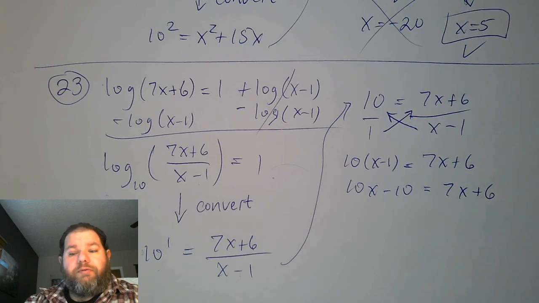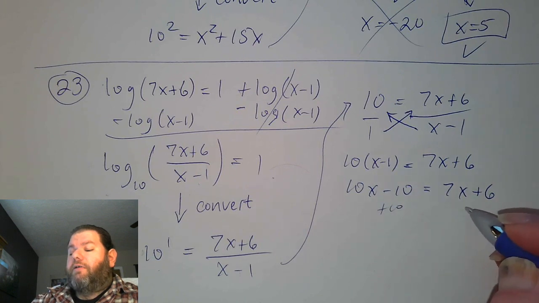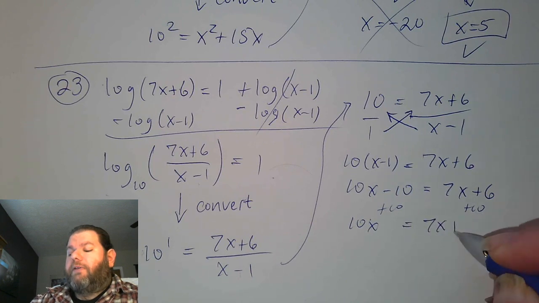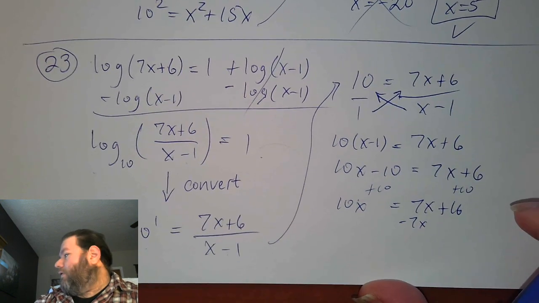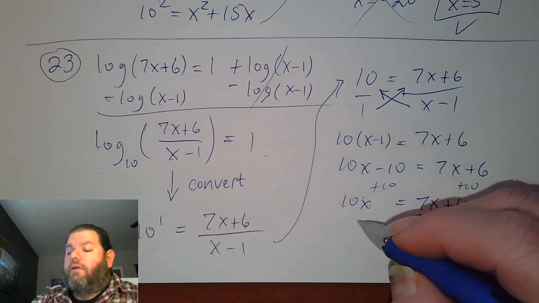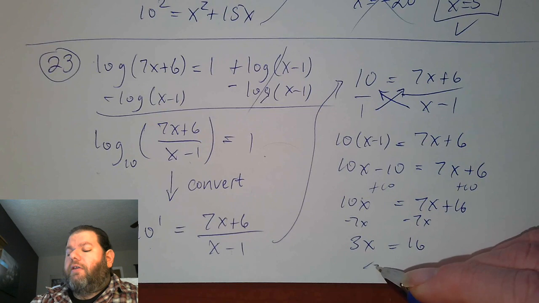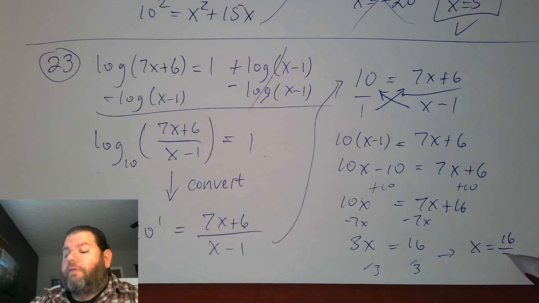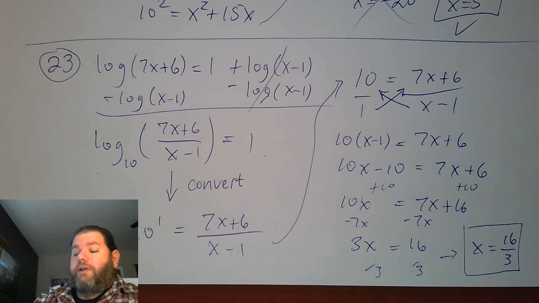Either way, we arrive at this equation, and now we can solve for x just by moving terms around. You add the 10 over. So 10x is equal to 7x plus 16. Subtract 7x from both sides. So 3x is equal to 16, and then divide by 3, and that gives us x equals 16 over 3. And this one actually checks out.